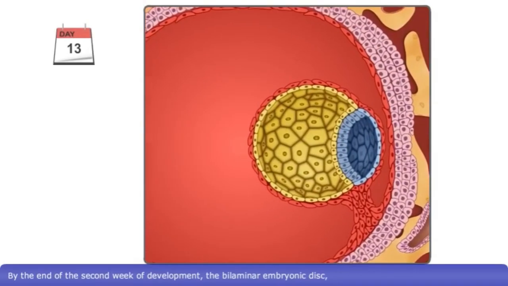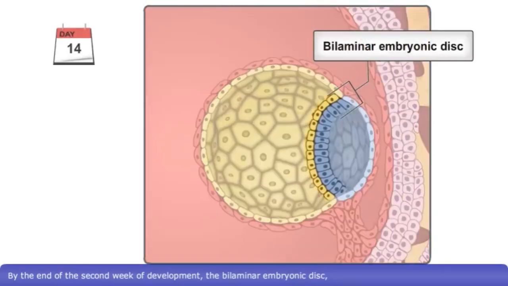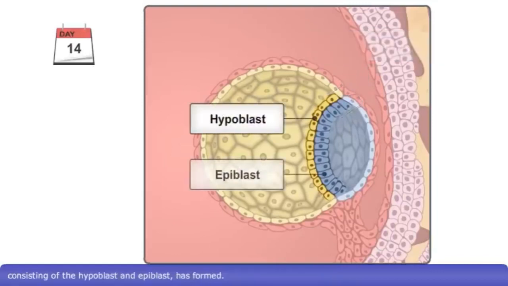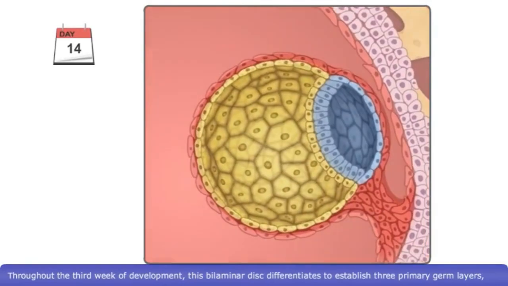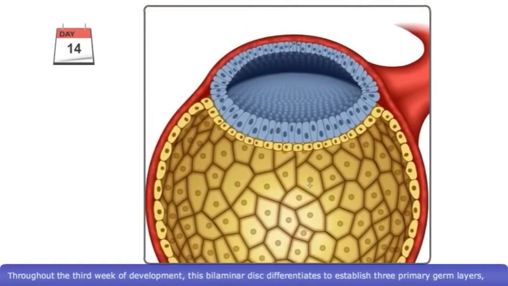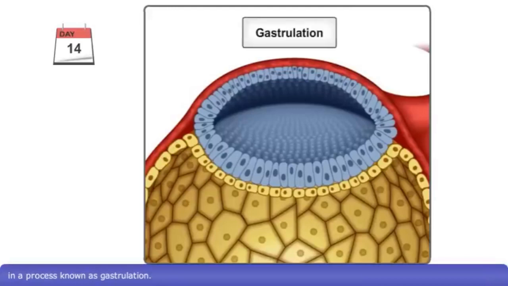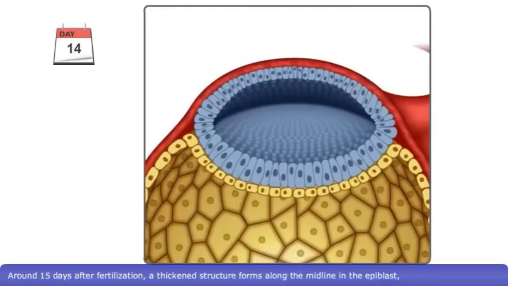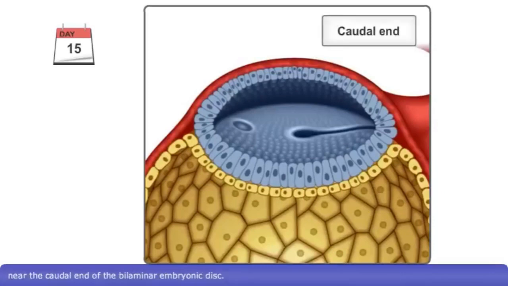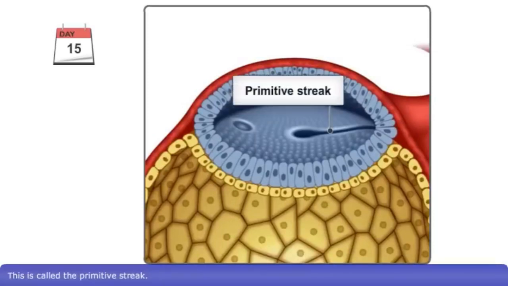By the end of the second week of development, the bilaminar embryonic disc, consisting of the hypoblast and epiblast, has formed. Throughout the third week of development, this bilaminar disc differentiates to establish three primary germ layers, in a process known as gastrulation. Around 15 days after fertilization, a thickened structure forms along the midline in the epiblast near the caudal end of the bilaminar embryonic disc.